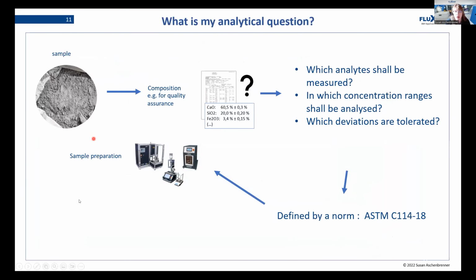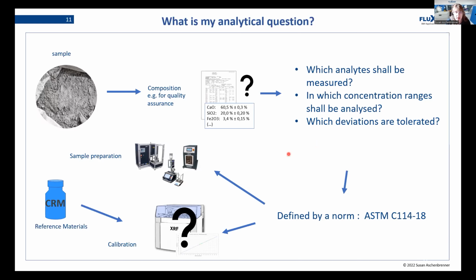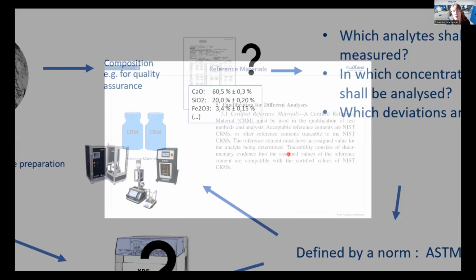Okay, so now we are done with the sample preparation. We know how to prepare our samples. Now we could say, okay, we are ready for calibration. But there's still a question mark, and the norm is not really defining how to do the calibration for this kind of measurement. But what is defined in the norm is a great deal about the reference materials you are allowed to use for these calibrations. So let's have a look at this.